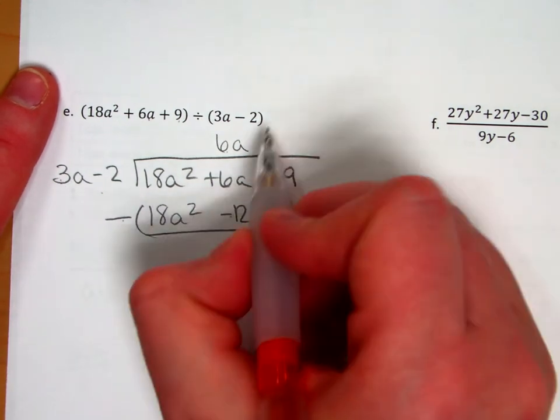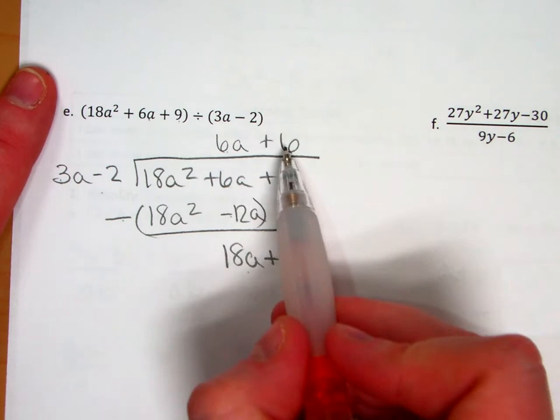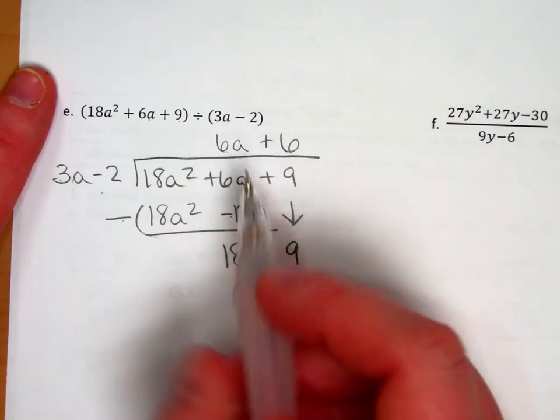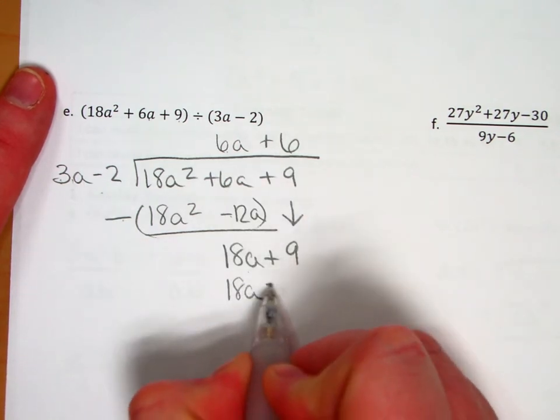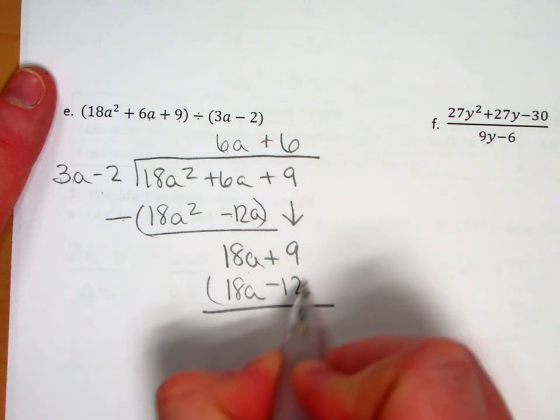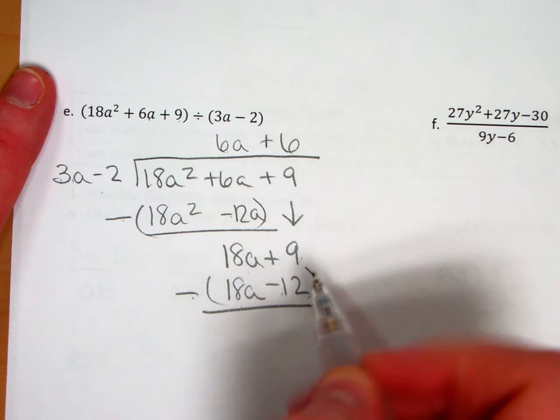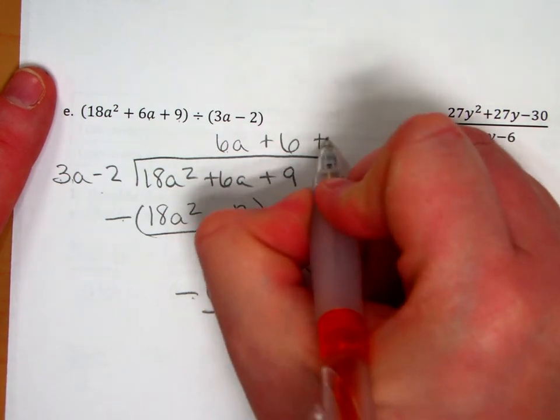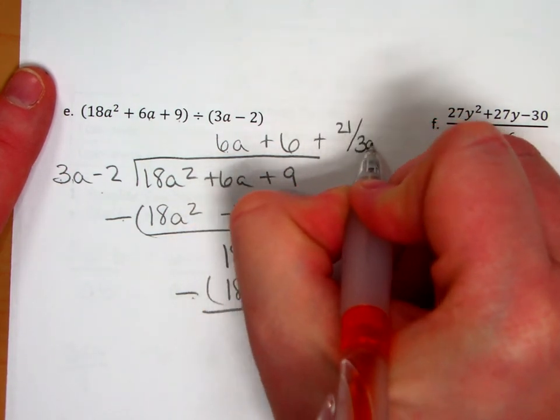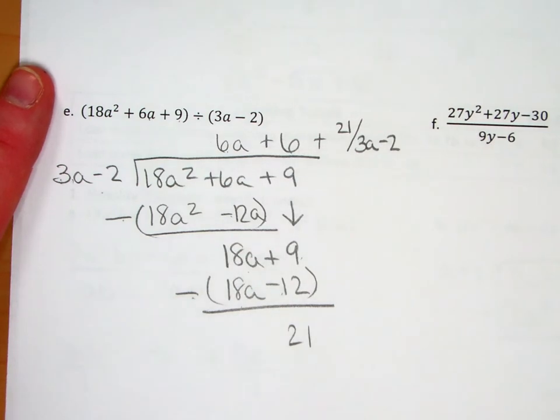3 times what gets me 18? That's plus 6 again. 6 times 3a is 18a. Minus 12. Minus, cancels out, 9 minus a minus 12 is 21. So this is plus 21 over 3a minus 2. And that's your final answer.